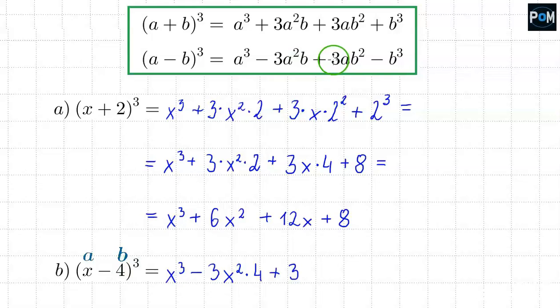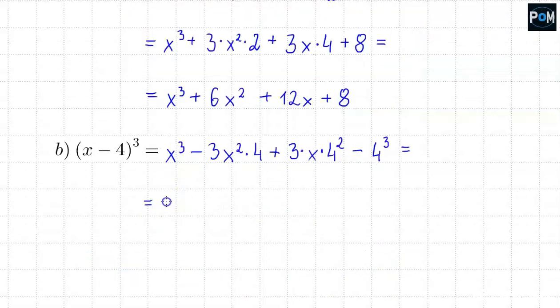Then I have plus 3 times a, that is x. So here times x, and times b squared, which is 4 squared. And finally, it's minus b to the power of 3. In our case, b equals 4, so it's minus 4 to the power of 3.